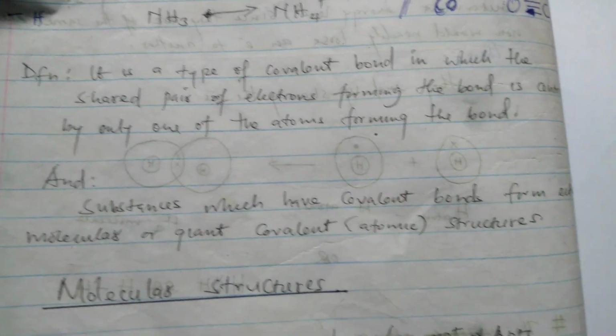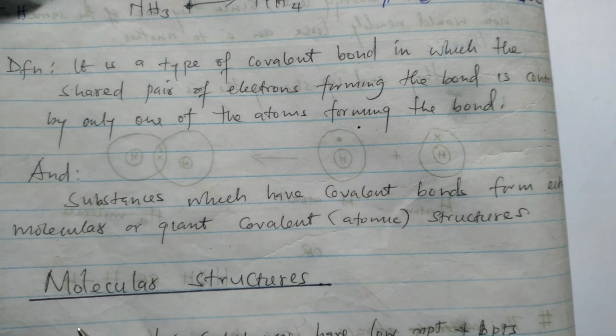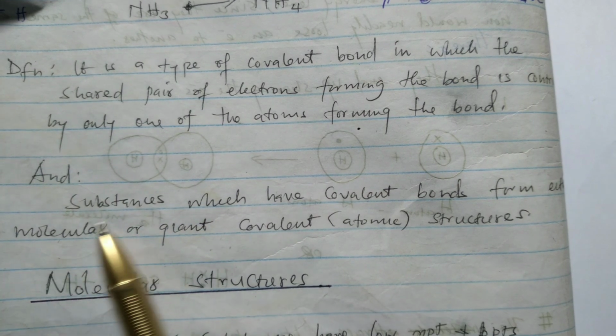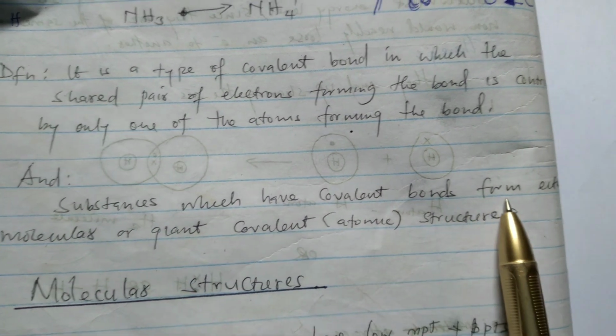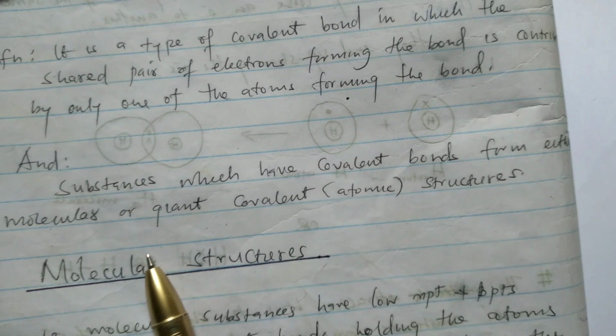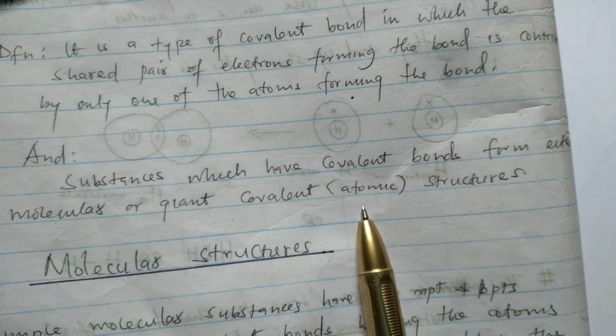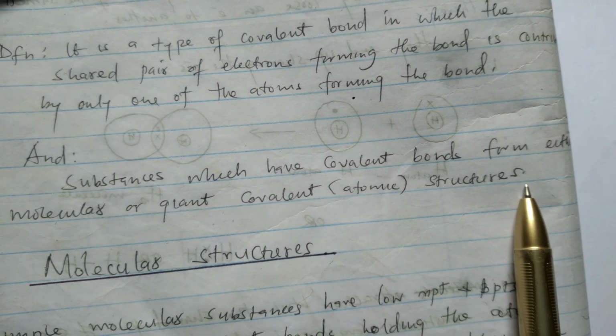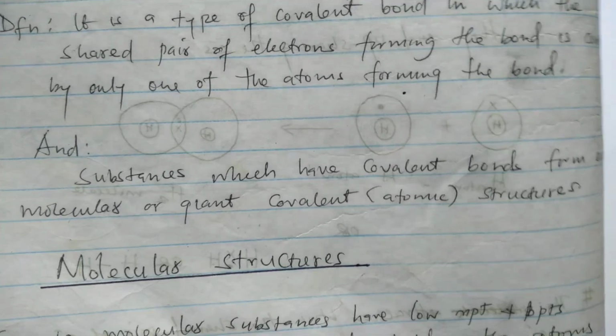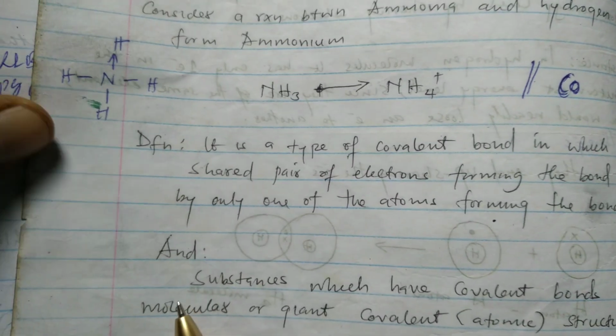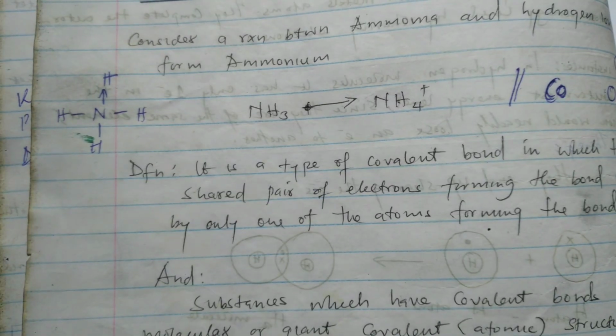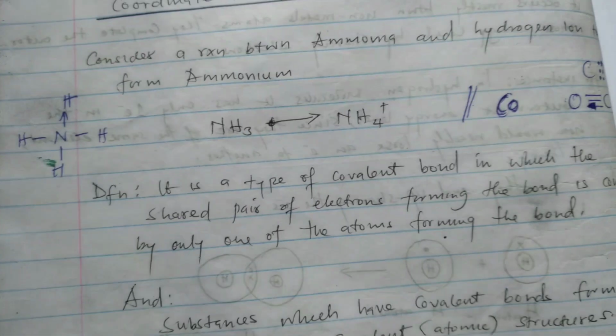In this particular case, one atom is the one that gives out that electron pair. The substances which have covalent bonds form either a molecular or a giant covalent, or atomic, structure. I want to show you something here so that you will be able to understand what I'm saying.